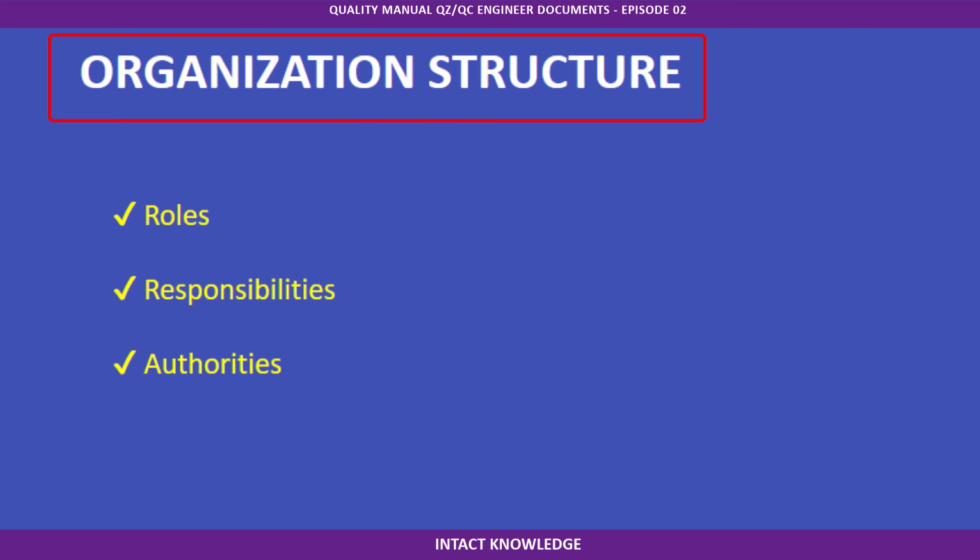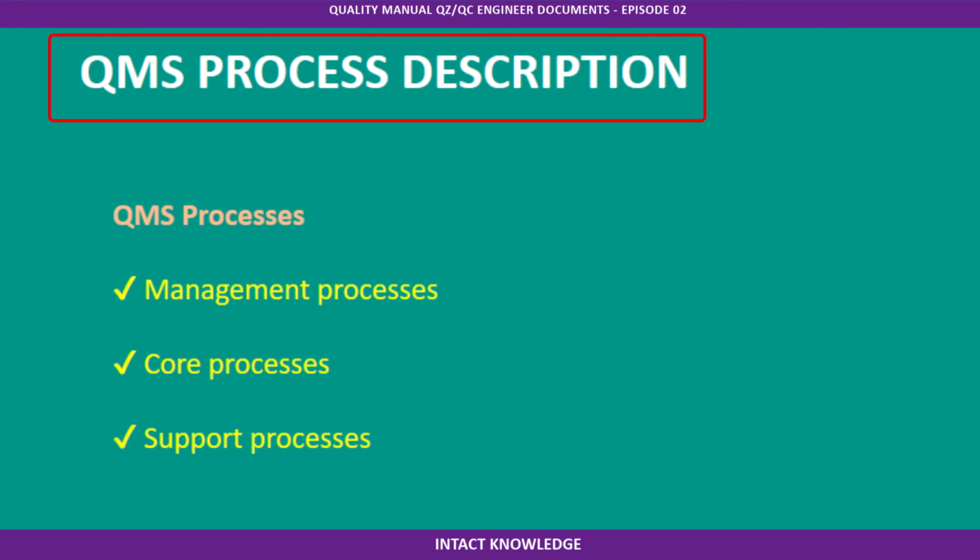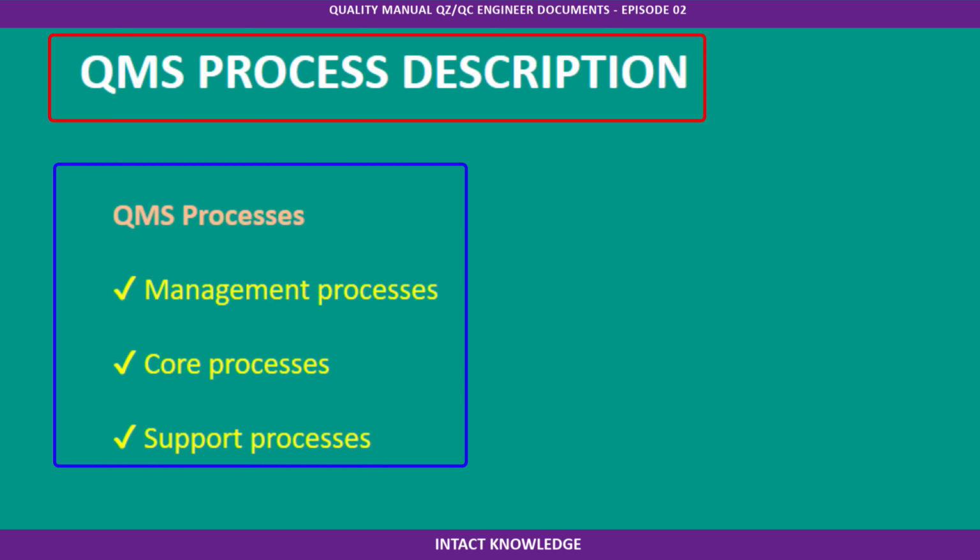Organizational structure. This document contains organization chart, roles, responsibilities, authorities. The quality manual clearly defines roles and responsibilities of all key personnel related to quality. QMS process description. This section explains how different processes interact to deliver quality throughout the organization, such as QMS processes, core processes, support processes, management processes.